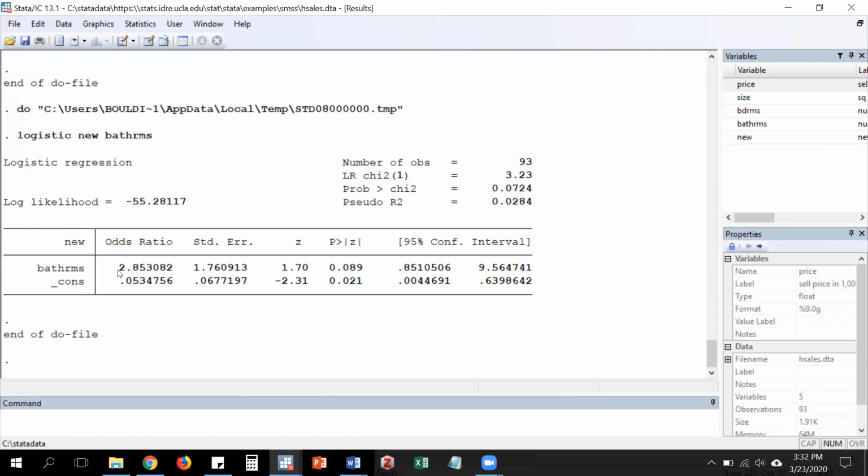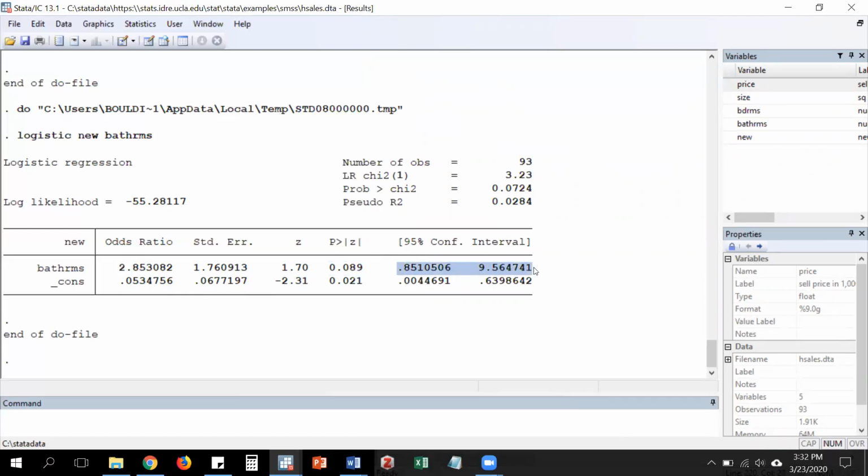But we get a pretty big odds ratio here. So this is saying that for every additional bathroom in a home, the odds of it being new increase by about 2.9. You have almost 3 times higher odds of the home being new if there's 1 additional bathroom. However, this is not statistically significant. So our p-value is greater than 0.05.